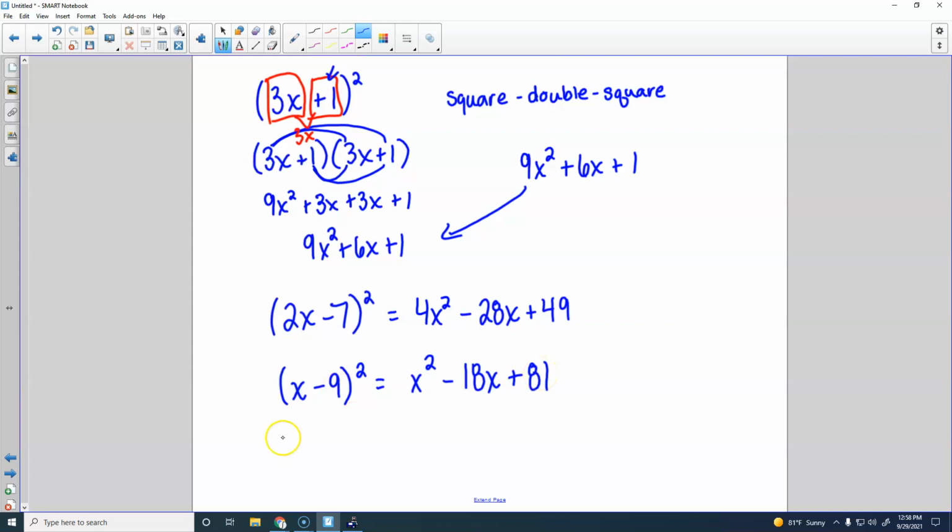Okay, that's perfect. All right, what about if I had 5x plus 2 squared? Who else wants to try this one for me besides Bo or Major, who have already proved themselves?